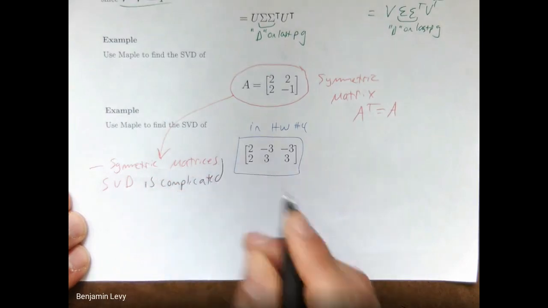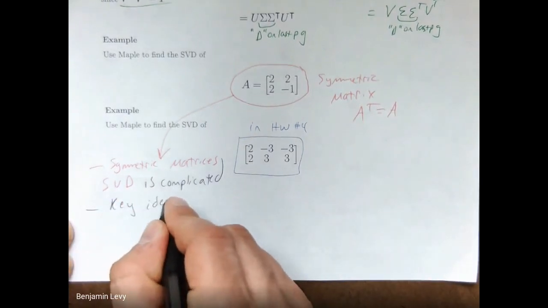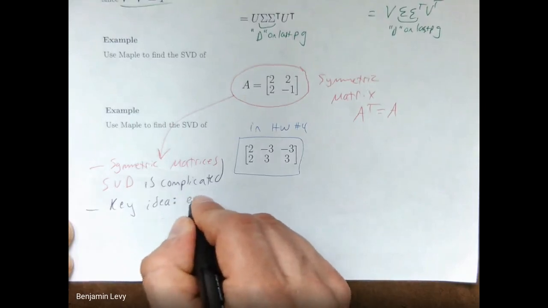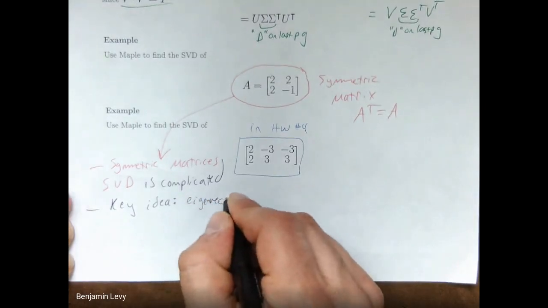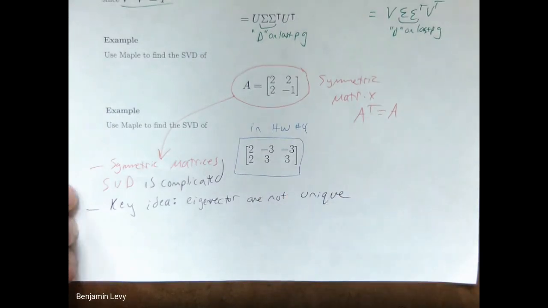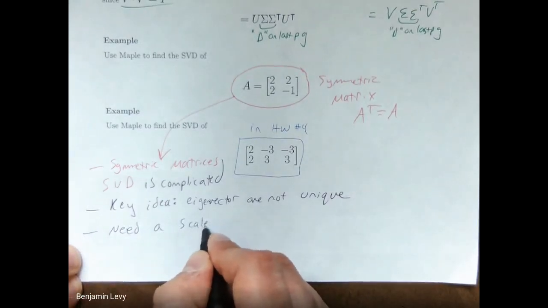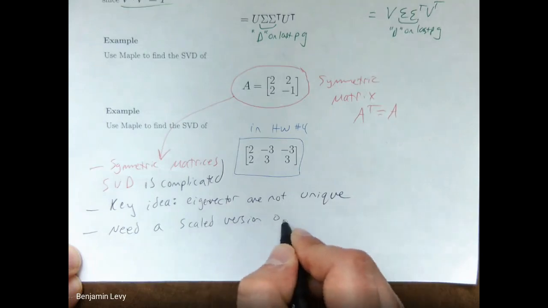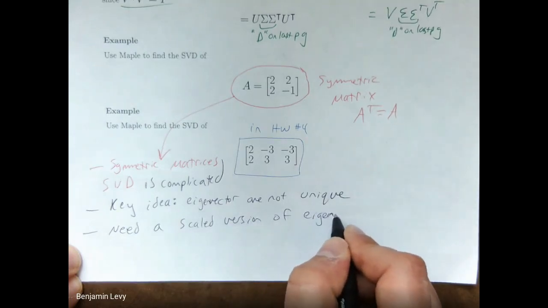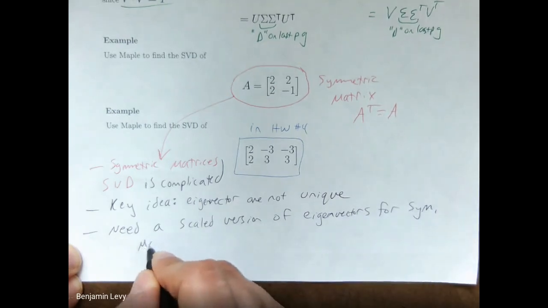One of the key features is that eigenvectors are not unique. We did talk about that in the eigenvector section, because any multiple of an eigenvector is also an eigenvector, is what we had talked about. And so it turns out you need a scaled version of eigenvectors for symmetric matrices. And so I'm just going to kind of leave it at that.